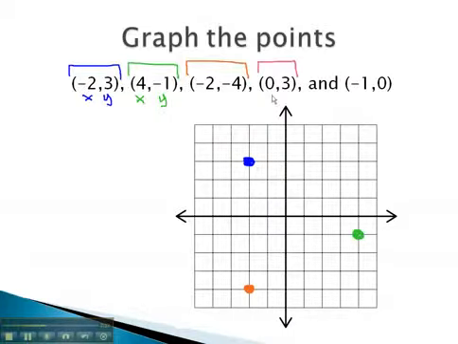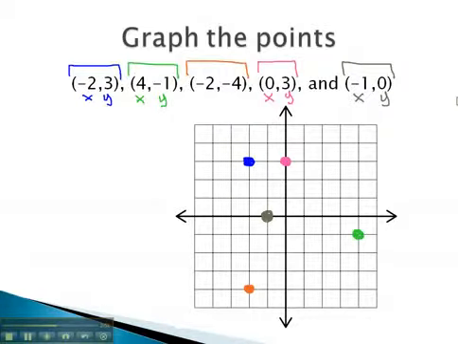Next is (0, 3). x is 0, y is 3. This means there's no left or right motion, just 3 to the north, or 3 up. The last point is (-1, 0). -1 on the x and 0 on the y. -1 on the x number line is 1 to the left and 0 up and down. Now we've graphed all the points that have been described in this problem.